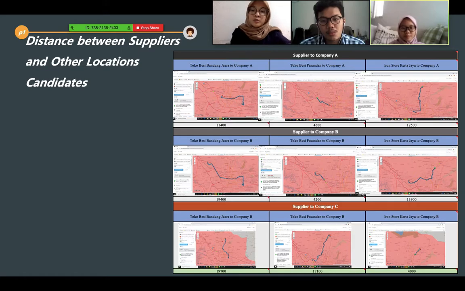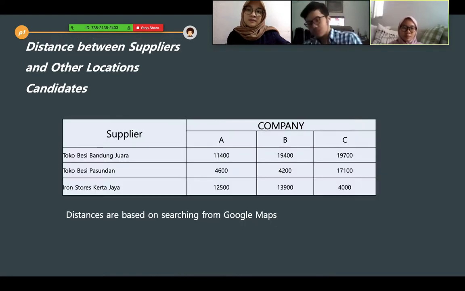Okay, now we continue to the facility and layout planning final report. This is the distance between supplier and other location distance. Our location candidates. There are 3 suppliers that we choose: Toko Besi Bandung Juara, Toko Besi Pasundan, and Iron Store Kertajaya. We want to find the distance between company A, company B, and company C. This is the distance. The distances are based on searching from Google Maps.